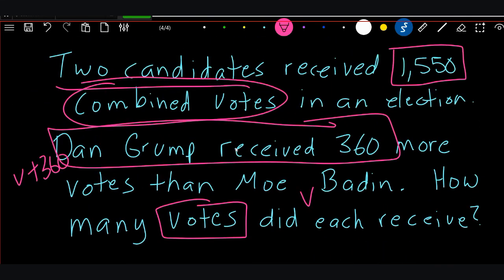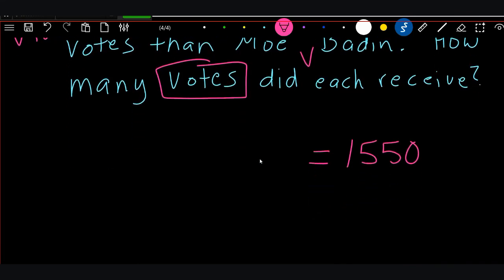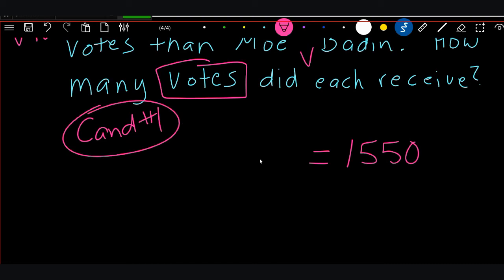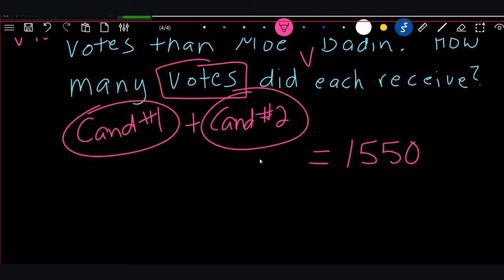All right, so now we're going to come over here, and this is something I think is important, something I like to do. On these two-part ones, I'm going to call this candidate number 1, plus candidate number 2. Does this make sense to you? Because what we have is candidate 1, all of their votes, plus candidate 2, all of their votes, equals 1,550. So candidate 1 plus candidate 2 is going to equal 1,550.